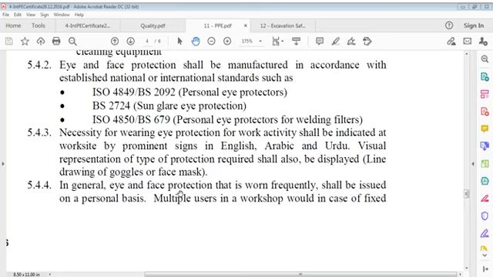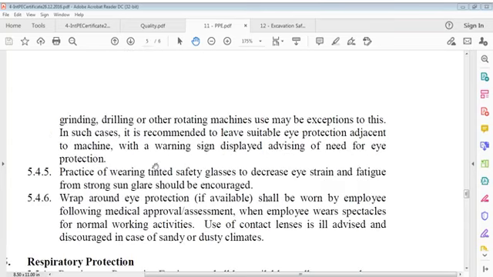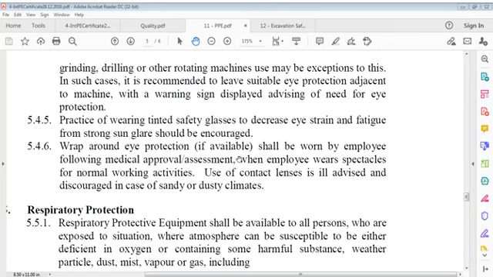In general, eye and face protection that is worn frequently shall be issued on a personal basis. Multiple users in a workshop would, in case of fixed grinding, drilling, and other rotating machines, use may be exceptions to this.